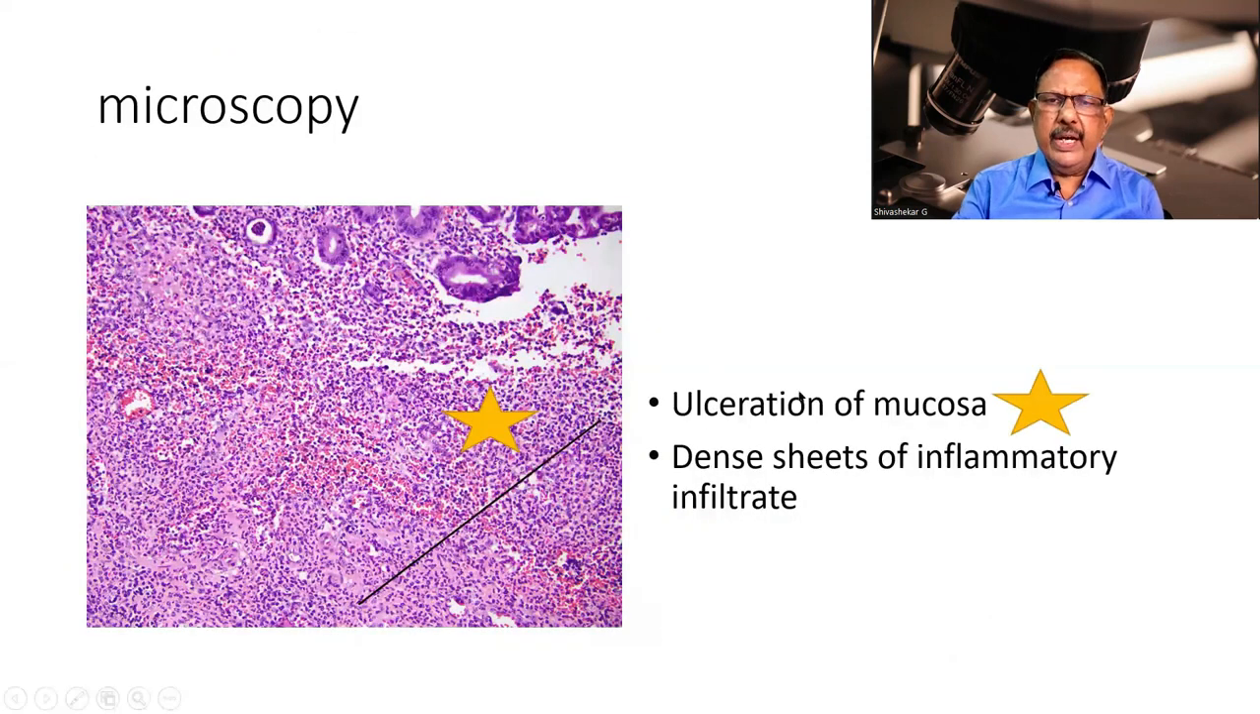Now, what happens in our case is there is an ulceration of the mucosa. The mucous glands are absent over here. This is an ulcer. The region of the ulcer is depicted by the star. Also, throughout the thickness marked by this line, I am able to see inflammatory infiltrate, which are spot-like, multiple dots I am seeing.